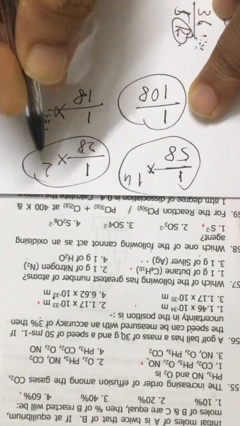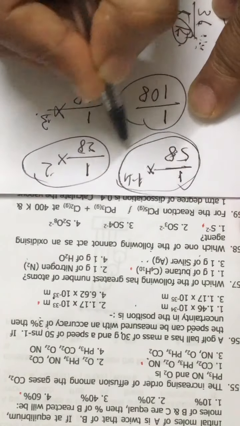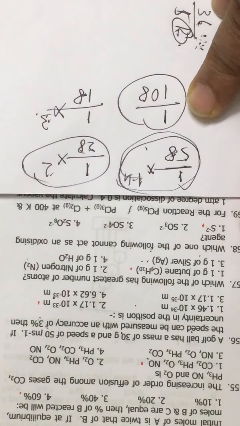So it is 3 by 18, 2 by 28, and this is 14 by 58. Obviously, this has largest value. So correct answer is first option. Alright. Now look at the next question.